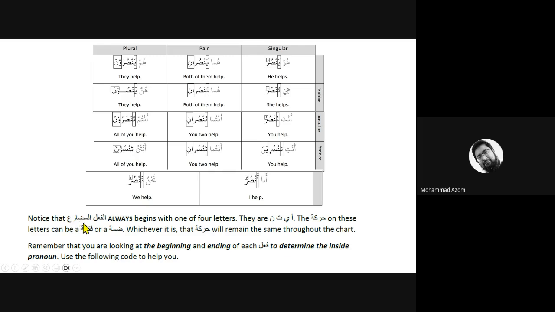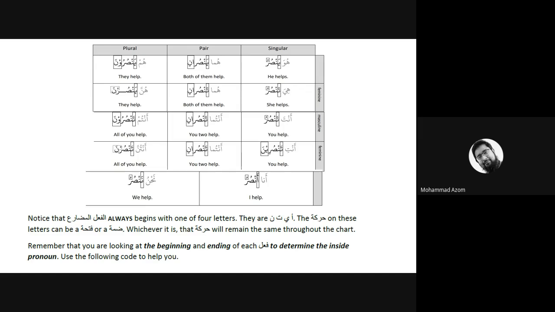Notice that the fi'l mudari' always begins with one of four letters: noon, alif, ya, ta. Noon is for nahnu, we know that. Alif is for ana. These two are fixed. Everything else is either ya or ta. The haraka on these letters can be fatha or damma, as I explained. Whichever it is, the harakat will remain the same throughout the chart. Remember that you are looking at the beginning and ending of each verb to determine the hidden pronoun. So you are looking at the opening letter and the ending letter so that you can understand which pronoun is being talked about. This is the present tense chart.